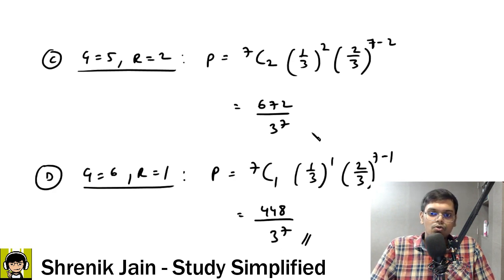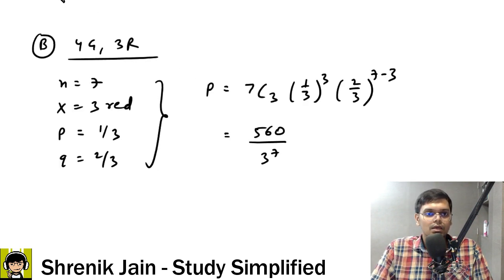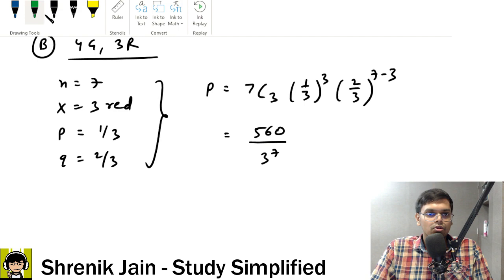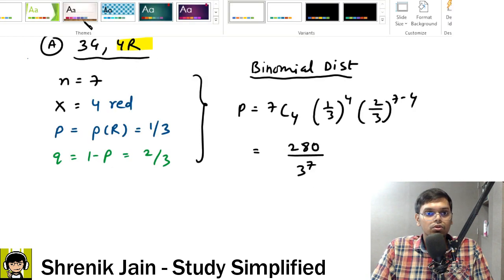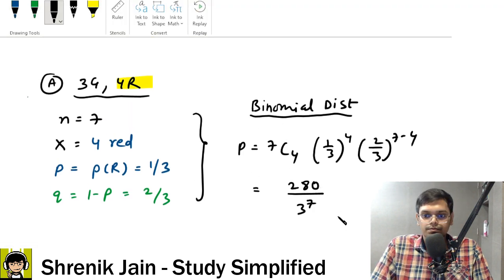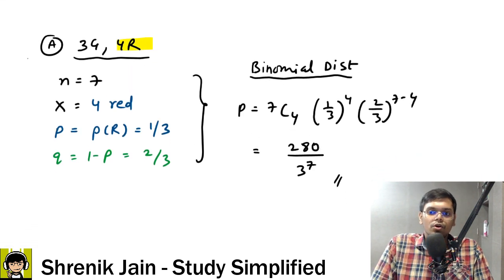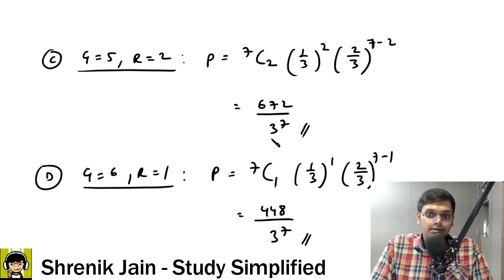Now check it out. Denominator is 3 to the power 7 everywhere. Yes or no? Yes, denominator is 3 to the power 7 everywhere. But you have to focus on the numerator now. If denominator is same everywhere, we have no problem. Now check it out. Here 280 is the numerator, here 560, here 672, and here 448.